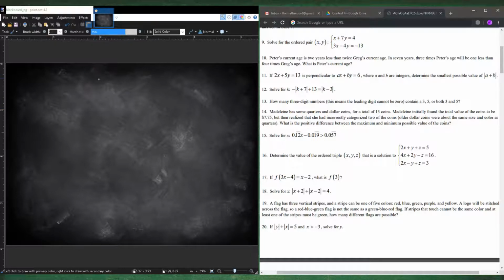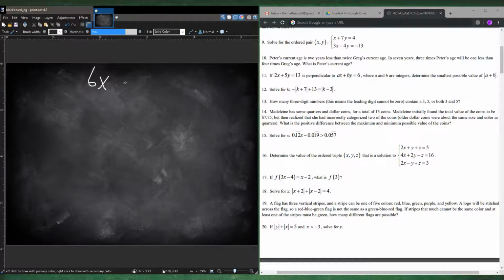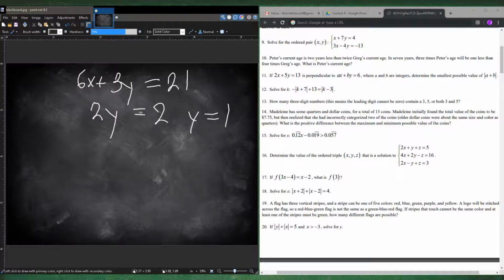So, adding the first and the second equation, you get 6x plus 3y is equal to 21. And the first equation subtracted by the second equation, so you get 2x minus 2x, y minus negative y is 2y, and z minus z is 0. So 5 minus 3 is 2. So y is equal to 1.